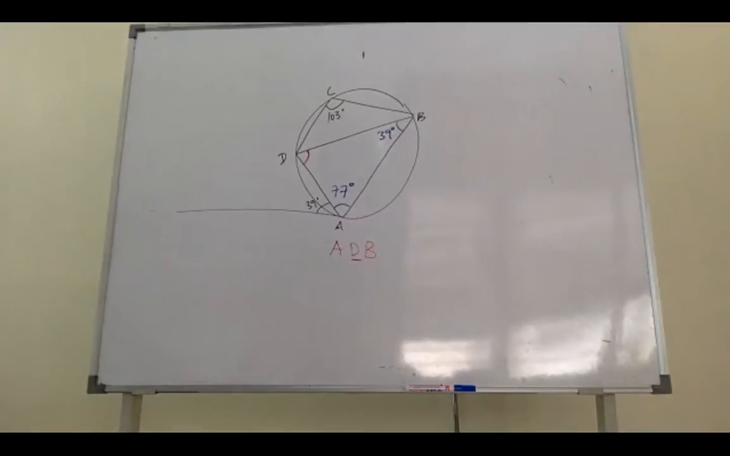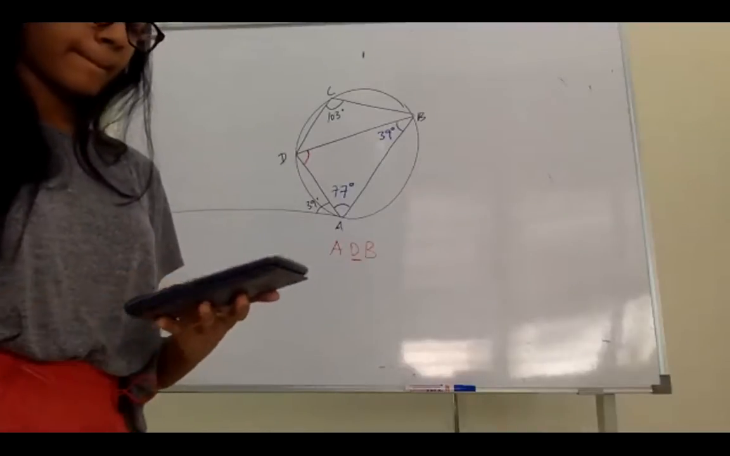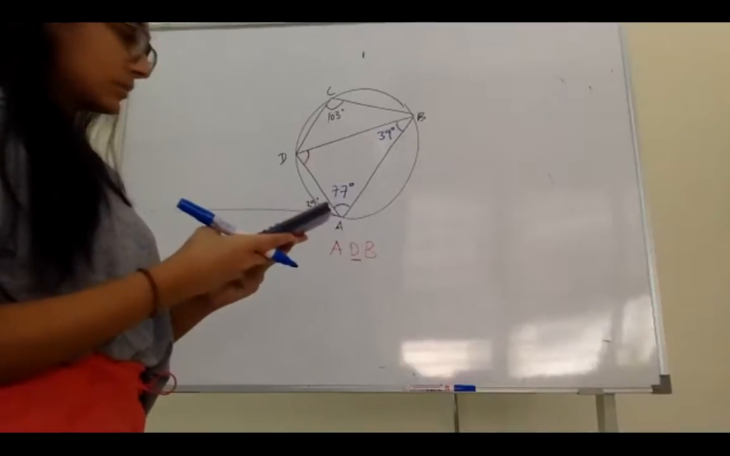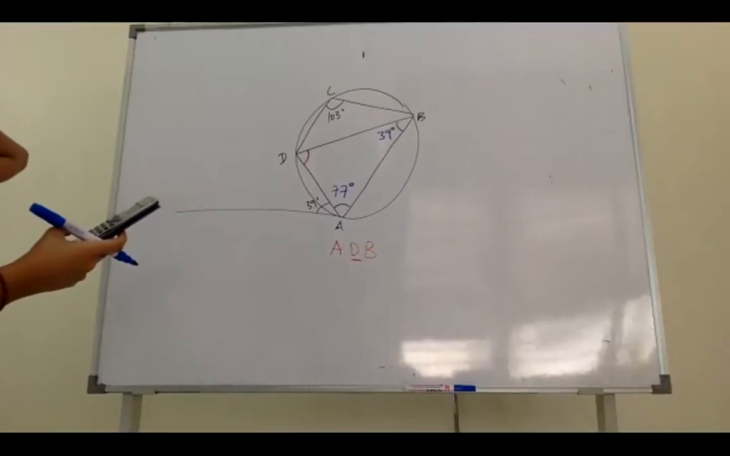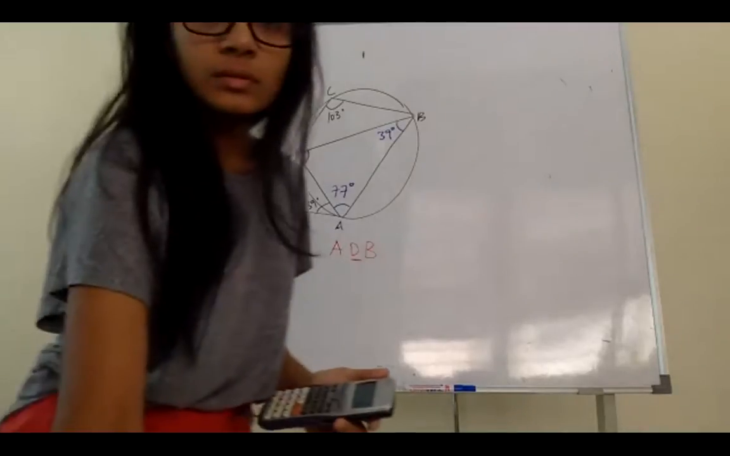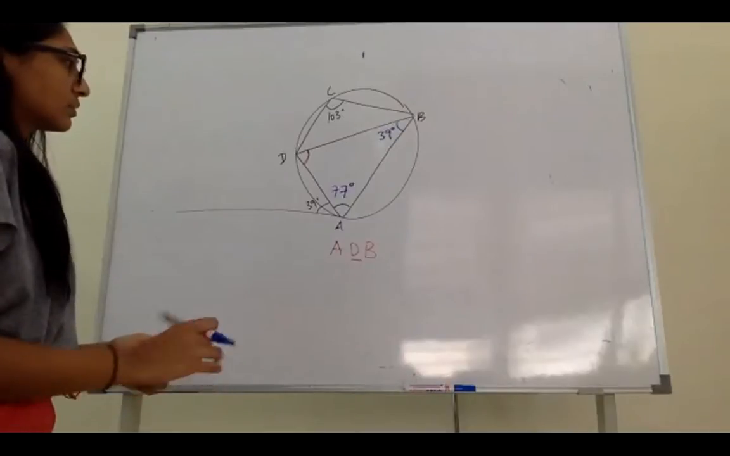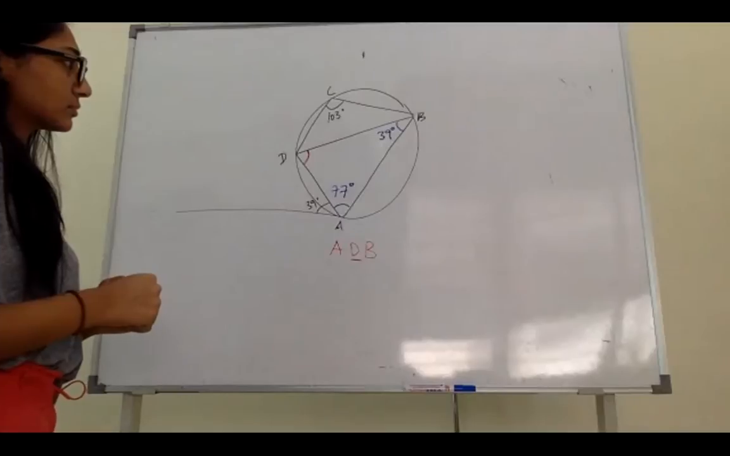So because we have 180 minus that, what do you get? Oh no, wait, you can't do that, because you must add 77 and 39. Yeah, it's 180 minus 116, I mean 103. Teacher, I'm confused already. Why? Because it's a triangle. The sum of angles in a triangle is 180.